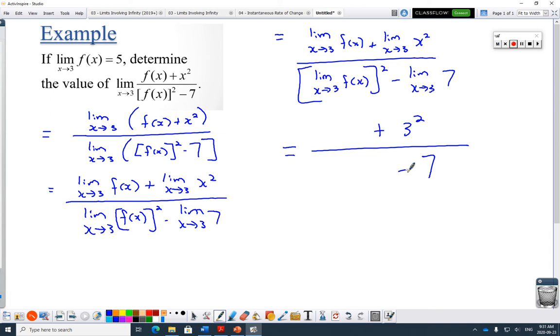It's given. That's the given. I'm finally down to using this given. See, I had to get those limits all the way through into the f of x, and the limit laws allow me to do that. And so when I get there, I don't know anything about f of x.